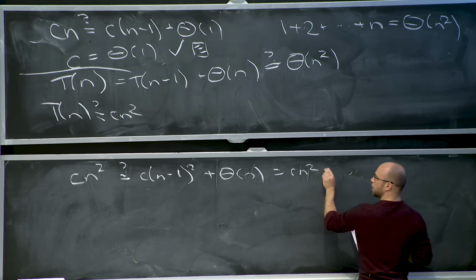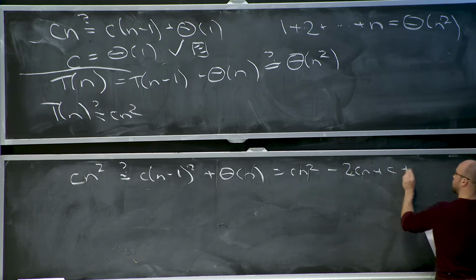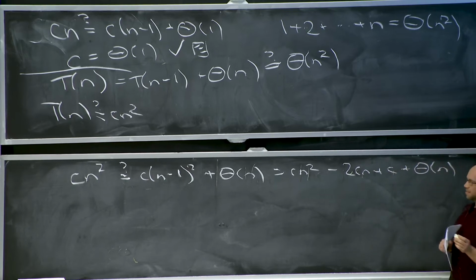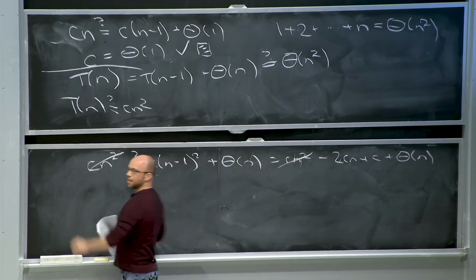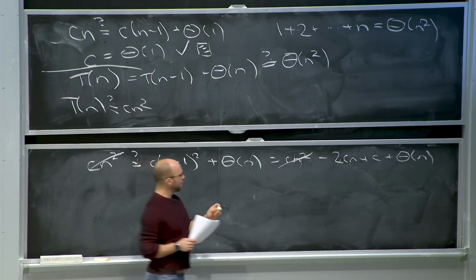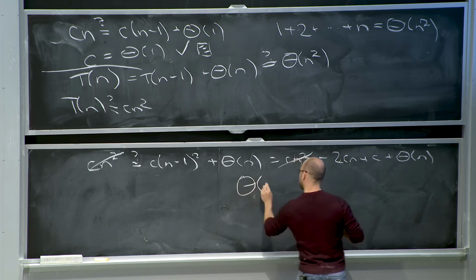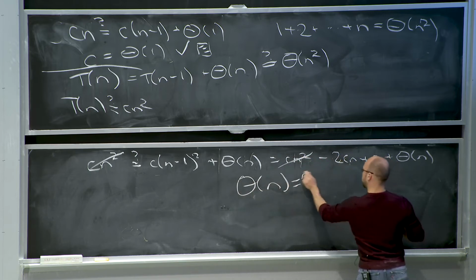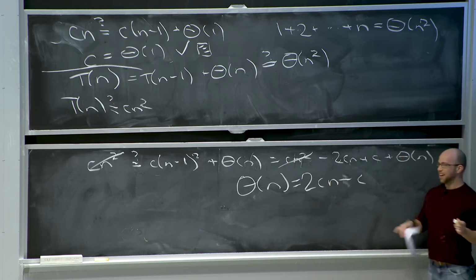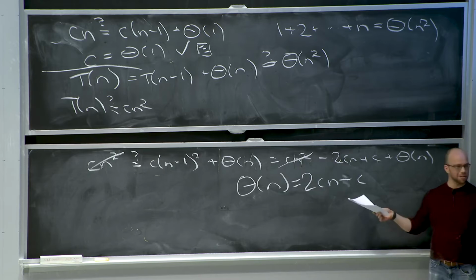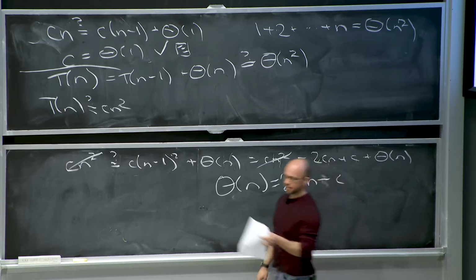I should be careful with it. Minus 2cn plus c plus theta of n. Notice that there's a cn squared on both sides of this equation. They go away. And what I'm left with is a nice consistent formula, that theta of n equals 2cn minus c. And indeed, this is an order n expression. So there's order in the universe. Life is good. This is the substitution method. And again, I think you'll cover it more in your recitation.